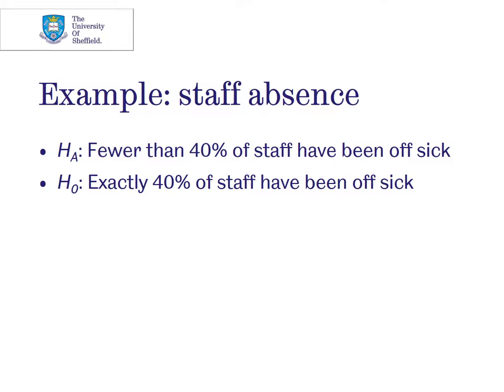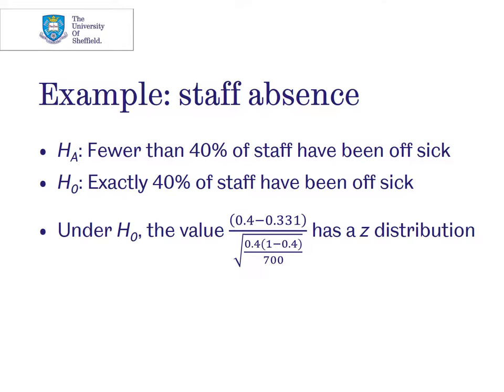So for the staff absence example, as a reminder, the alternative hypothesis is that fewer than 40% of staff have been off sick. The null hypothesis would be that exactly 40% of staff have been off sick. To test this, we use a particular statistic, which is the difference between the null value and the observed value divided by the standard error of that difference. Again, that's something I wouldn't expect you to know or remember at this point, but we will come back to this at a later stage. If the null hypothesis is true, then this test statistic has what we call a Z distribution. That is a normal distribution with a mean of 0 and a standard deviation of 1.